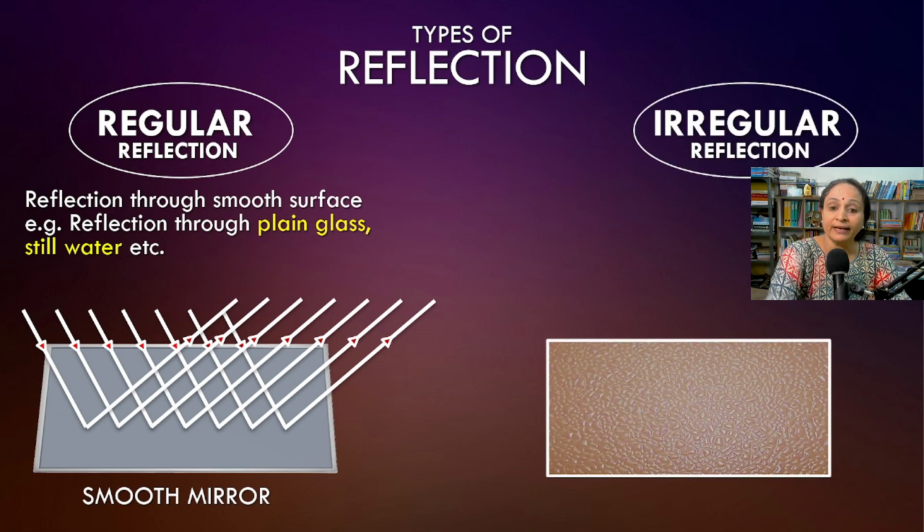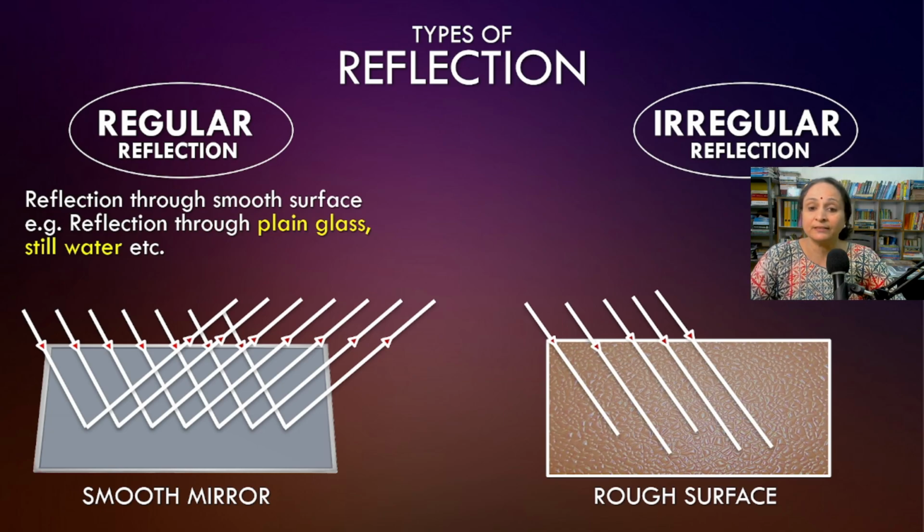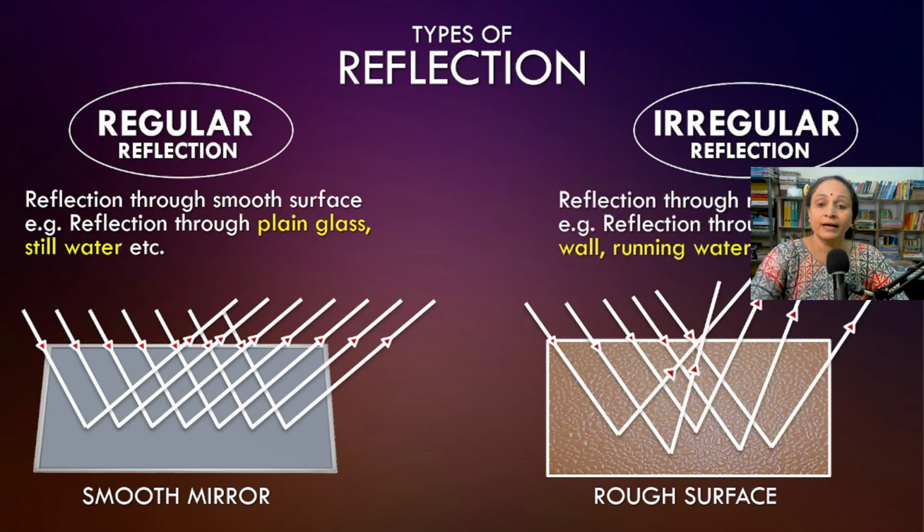Now, if it is an irregular surface, what happens? The surface is rough. So when the light rays which are parallel to each other fall on the irregular surface, the reflected rays are not all parallel to each other, but yes, here also the laws of reflection are followed. Angle of incidence here also is equal to angle of reflection.